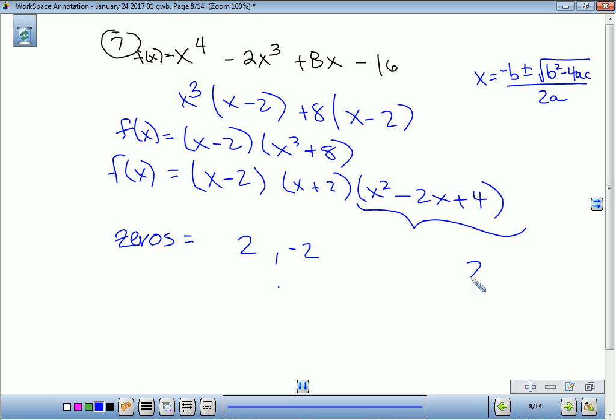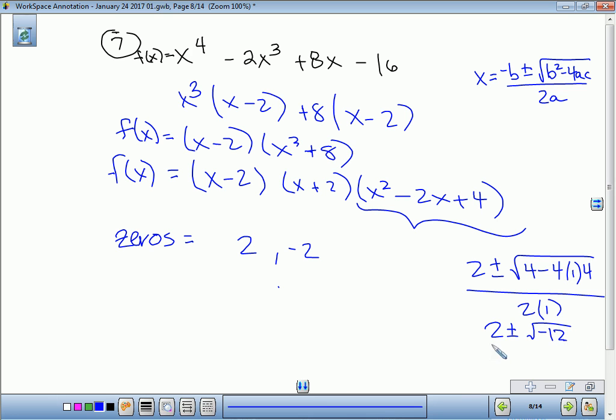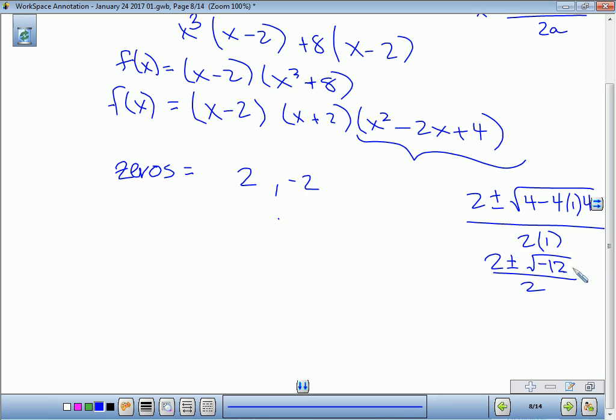Alright, negative b becomes positive 2, plus or minus the square root of negative 2 squared is obviously 4, minus 4 times 1 times 4, all over 2 times 1. 4 minus 16 is negative 12. It couldn't work until last week, but then our horizons were broadened. And we know that this is i squared.